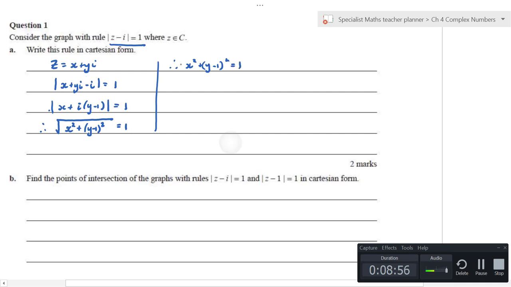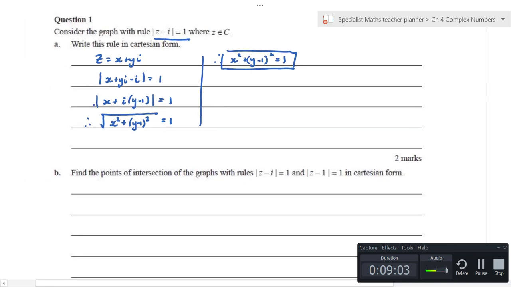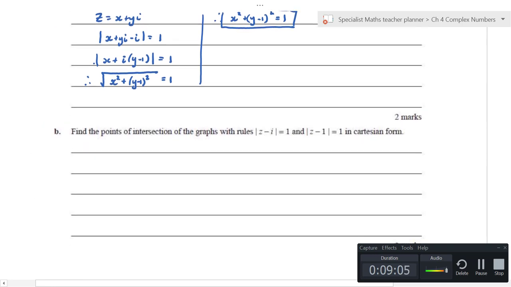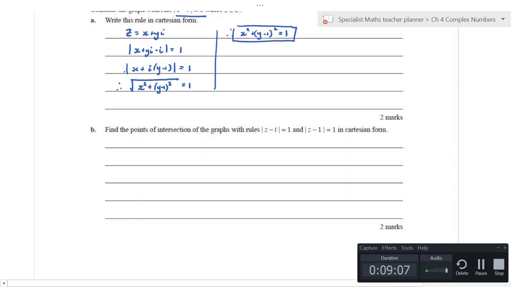And we stop. We're done. That is our Cartesian equation. And as you notice, that is a circle centered at 0, 1. Okay, didn't take us long either, did it? Don't need to pick up a calculator.